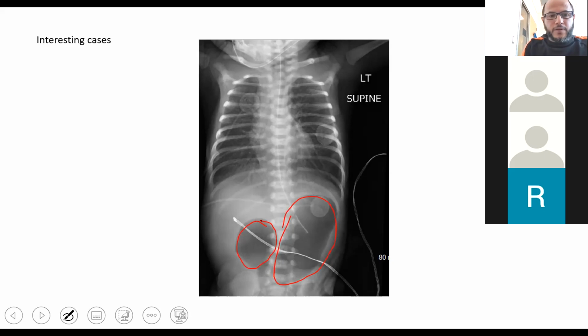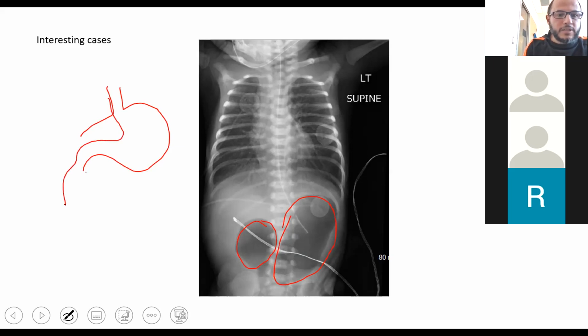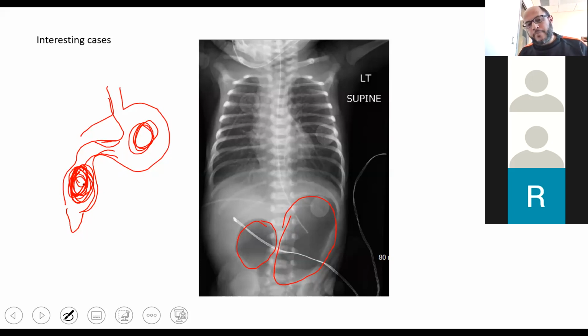The second bubble comes from when it passed the pylorus, that's the second bubble, and then there is atresia here. So this is the first bubble, and here's the pylorus, and then there is the second bubble proximal to the atresia. So that's the double bubble.